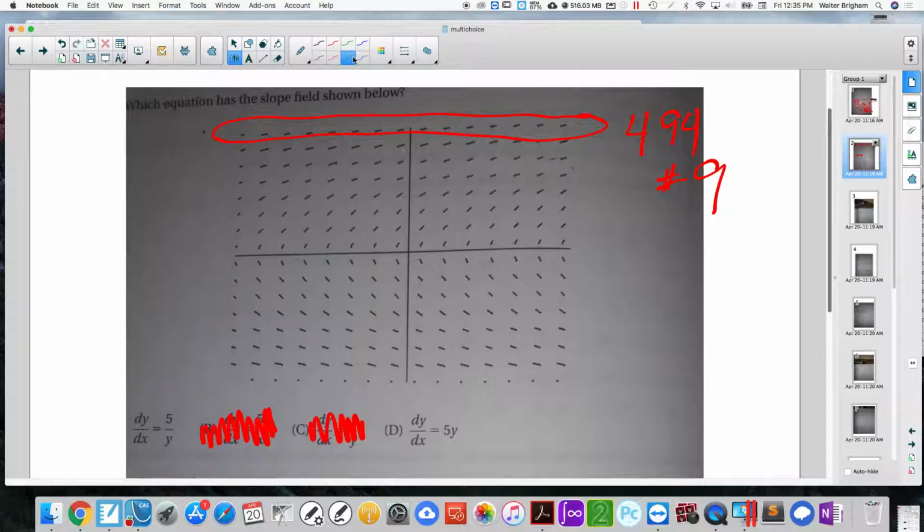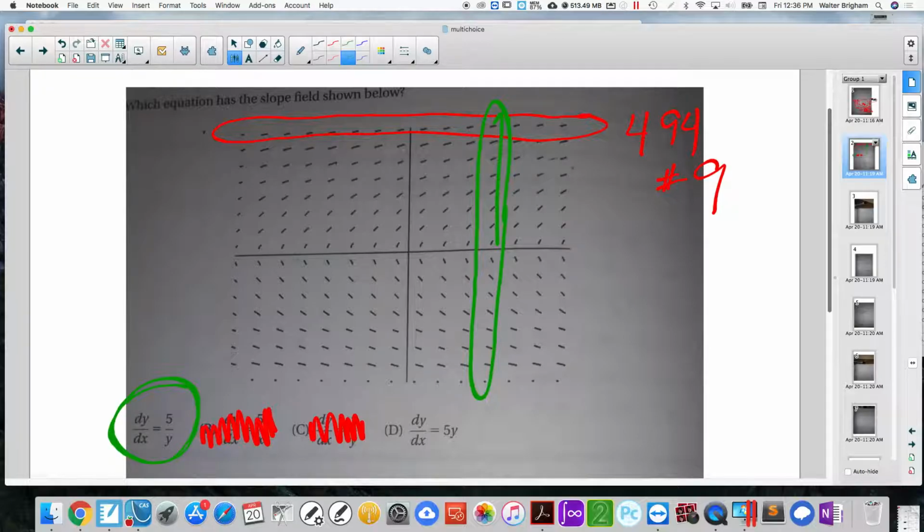Take a look here. What happens to the y value? As y gets bigger, what happens to the slope? Does it increase or decrease? It decreases. So the correct answer here is 5y.